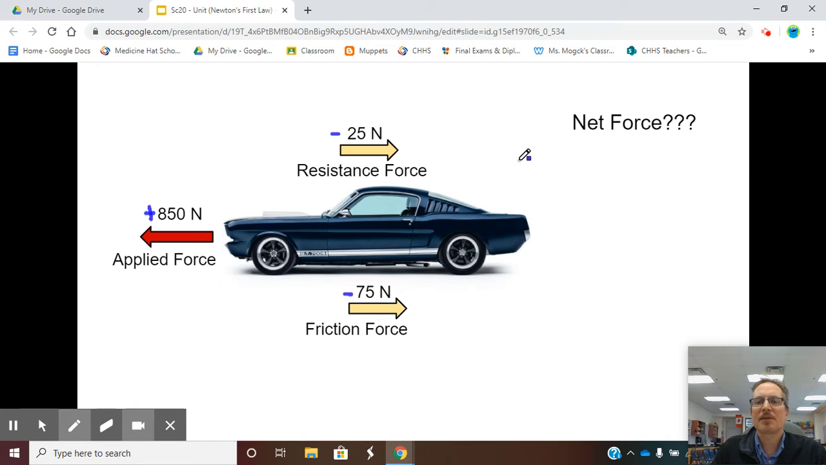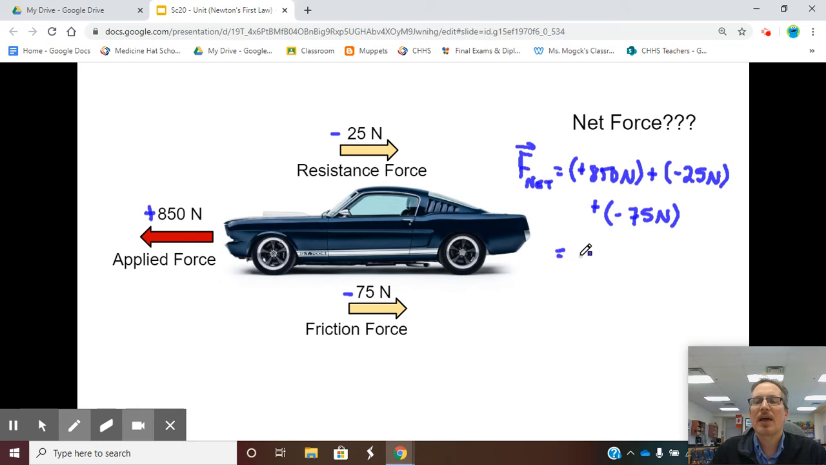So my F net, or my net force, is going to be, I'm going to add positive 850 newtons of my applied force. I'm going to add to that a negative 25 newtons of my resistance force. And I'm also going to add another negative 75 newtons of my force of friction. And when I've added these together, I'm going to be left with a positive 750 newtons of force, which means my vehicle can easily overcome these other two negative forces, so it's still going to be moving forward in this example.